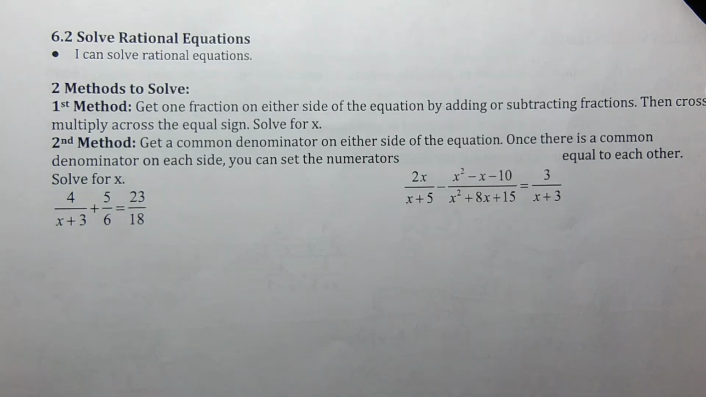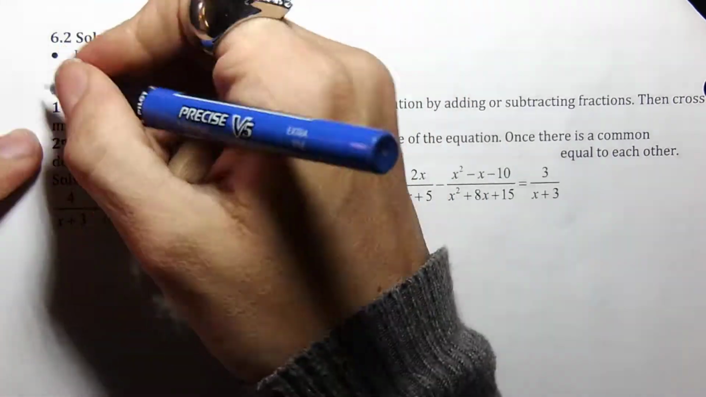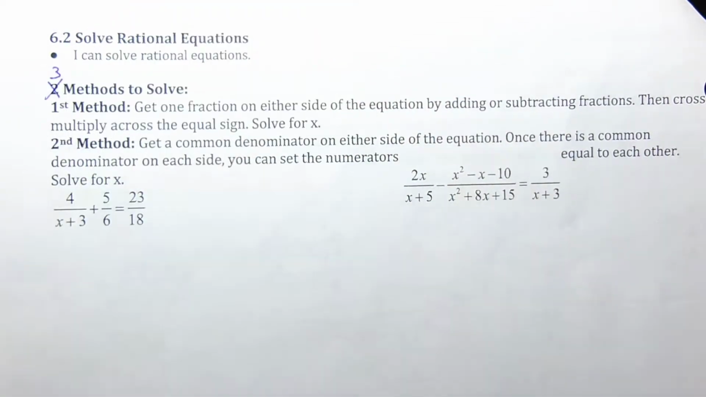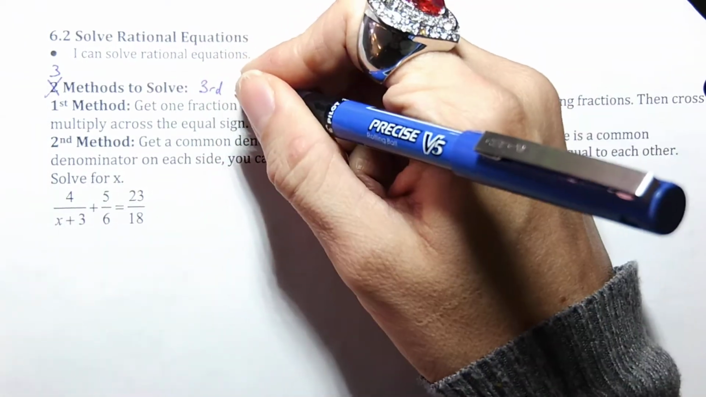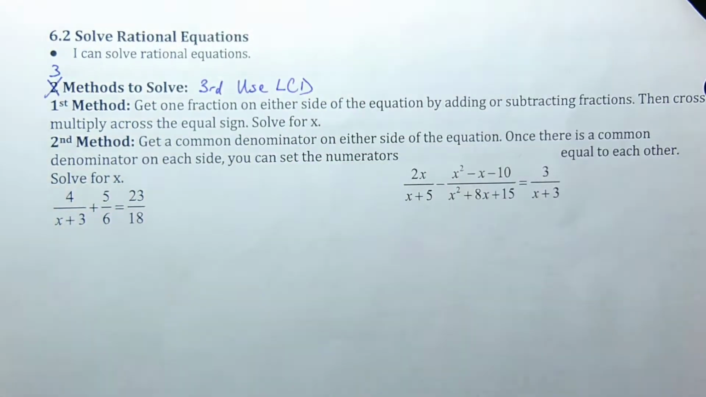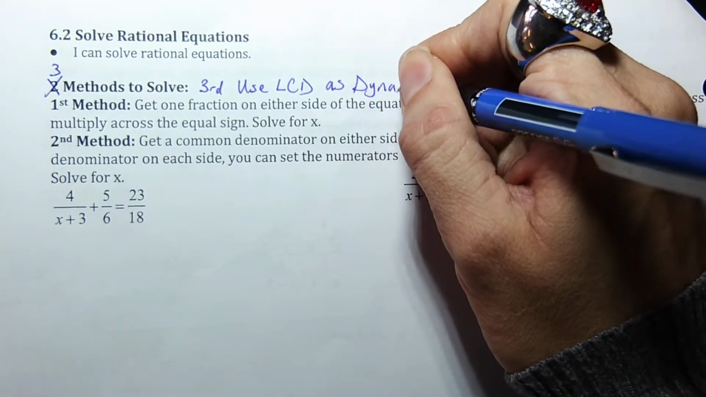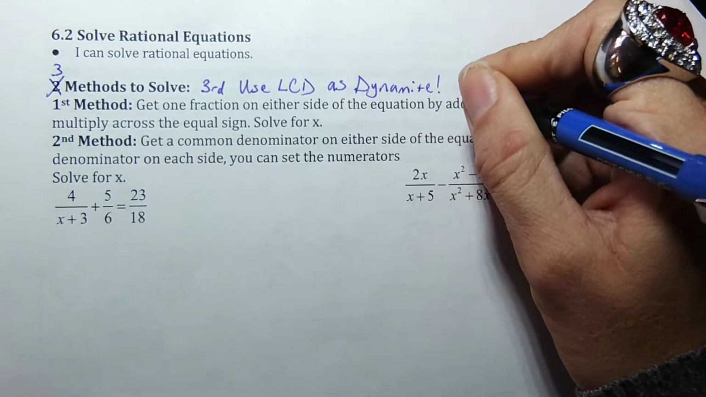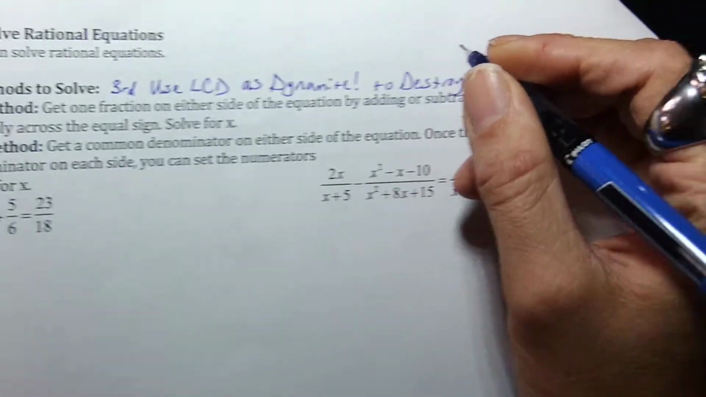So on page 4 of the notes, it says there are 2 methods to solve. We're actually going to use a third method because that's the one that I prefer. The third method is going to be using the LCD as dynamite to destroy all the denominators.